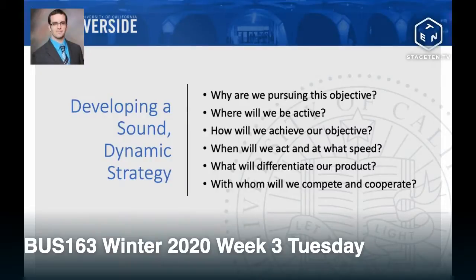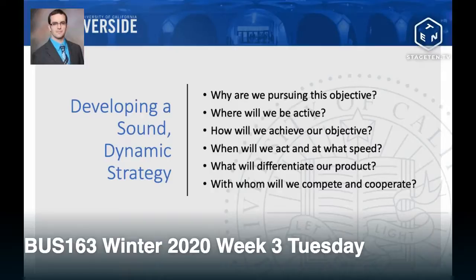All right, so how do we develop a sound dynamic strategy for the market? Why are we pursuing the objective? We must have had a reason. Let's articulate what that reason is. Where are you going to be active? How will you achieve that objective? When are we going to act, and how fast are we going to act? How do we differentiate our product, and whom are we both competing with and cooperating with?